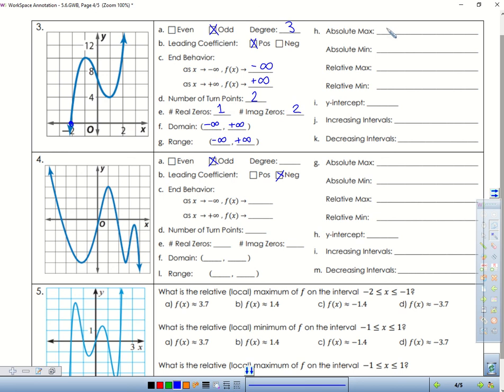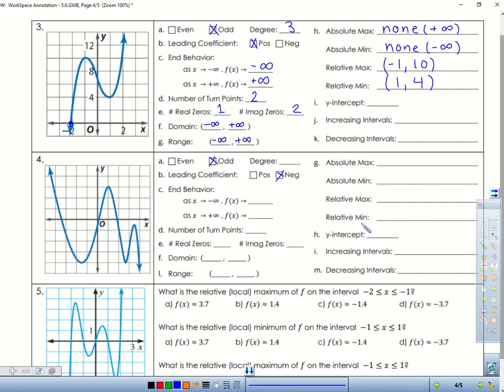Is there an absolute maximum? No, it just goes to positive infinity. And minimum also just goes to positive infinity. Is there a relative one? What is it? Negative 1, 10. I think it's going by twos on that. 2, 4, 6, yeah. 1 and then 10. Yep. Negative 1. And the other one is 1, 4, right?